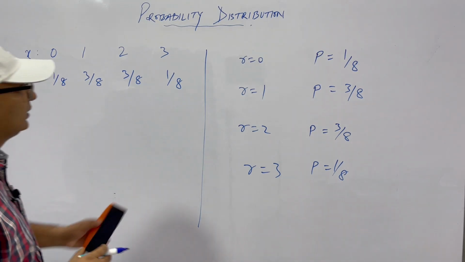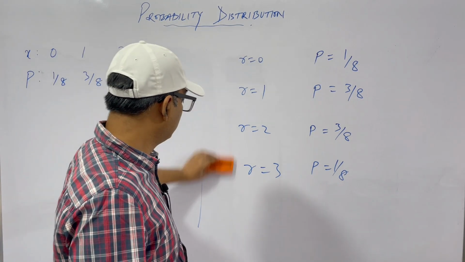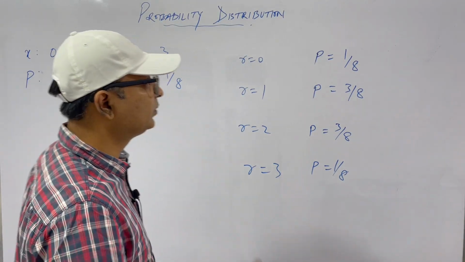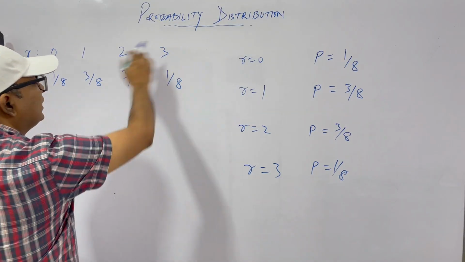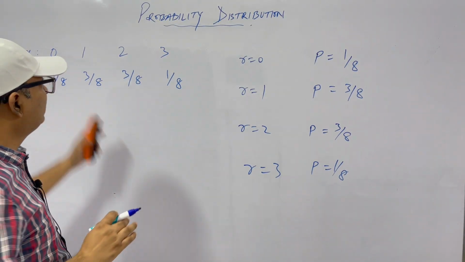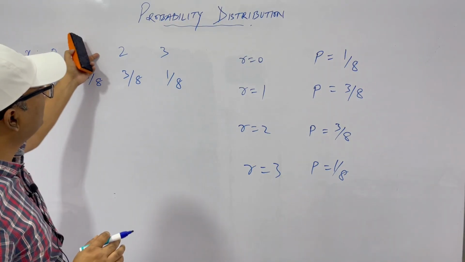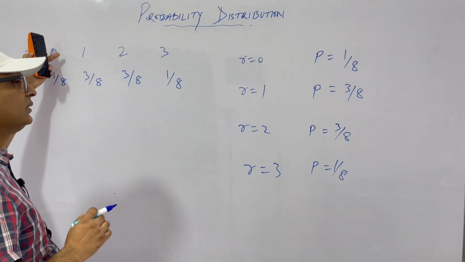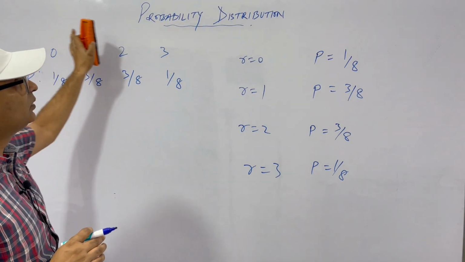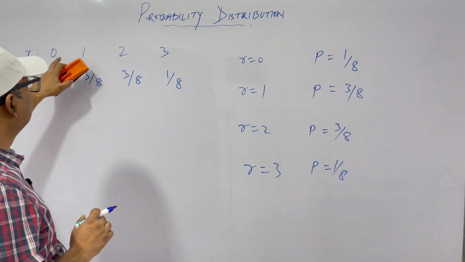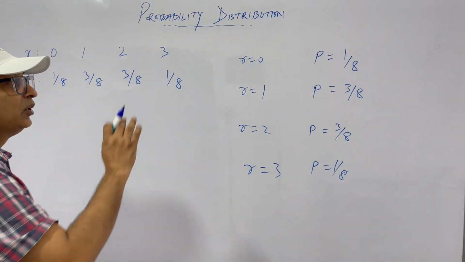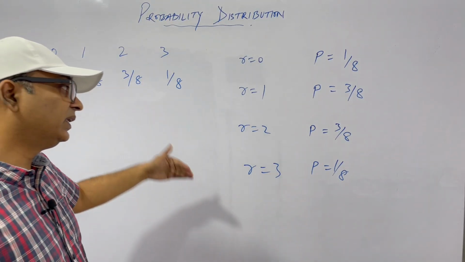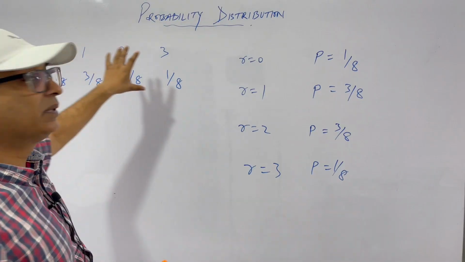You know why? Because it is for some discrete values. If the number of values was infinite, if the variate could have taken any value between 0 and 3, that is 0, 0.1, 0.111, that would have been a continuous distribution. Since it has taken discrete values, it is a discrete probability distribution. So now you understand how from probability we are able to get the probability distribution.